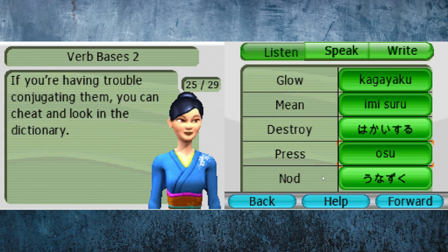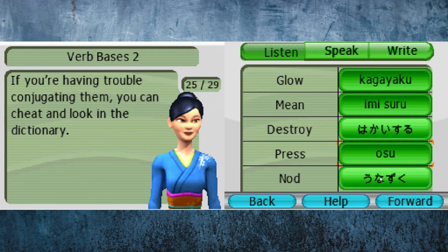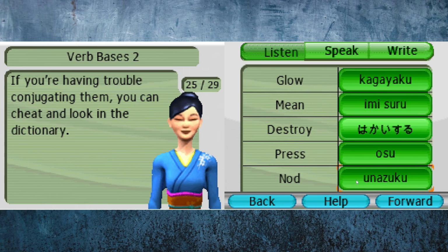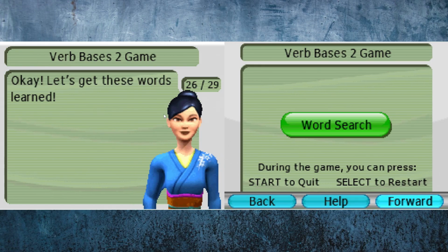I don't know what this is. Unazuku. And this is dictionary form. Mas form is unazukimasu. Negative form is unazukanai, I believe. And te form is unazuite. And ta form is unazuita. Unazuku. And yeah, let's get these words learned.